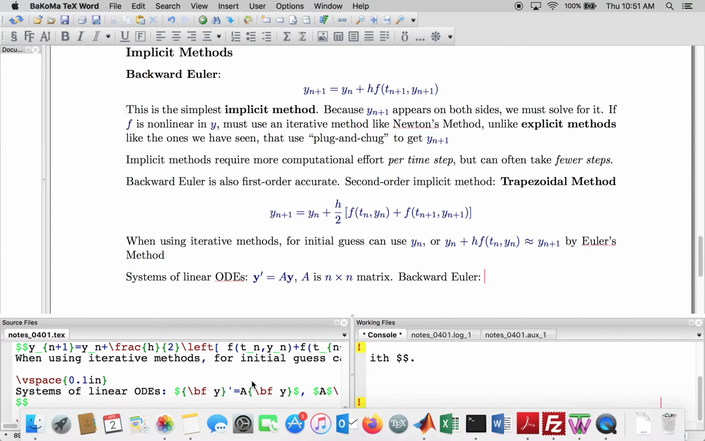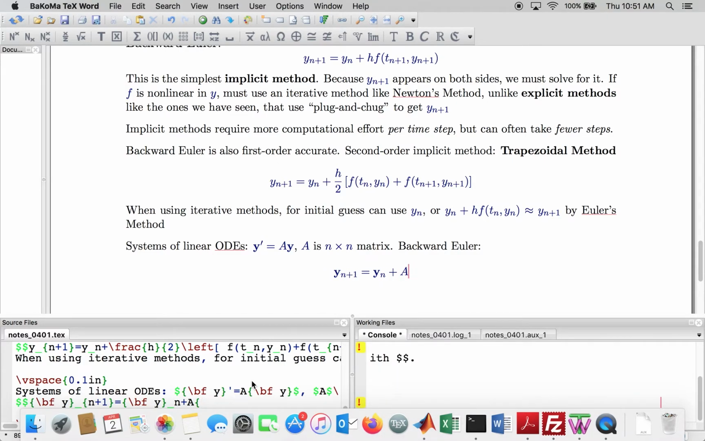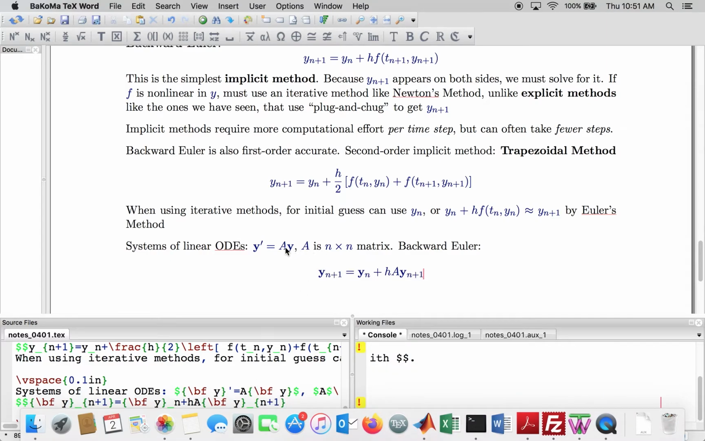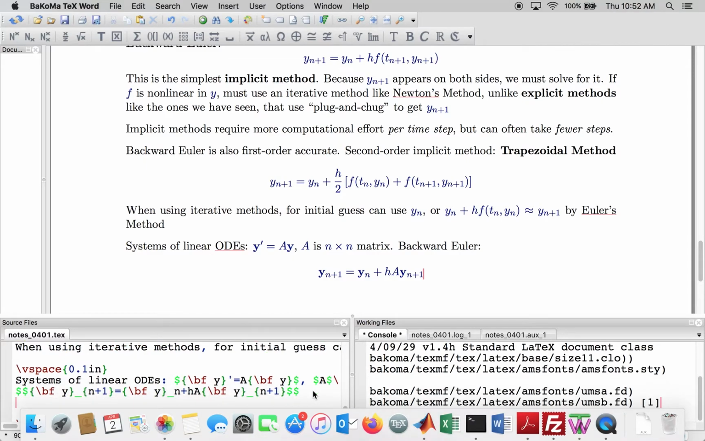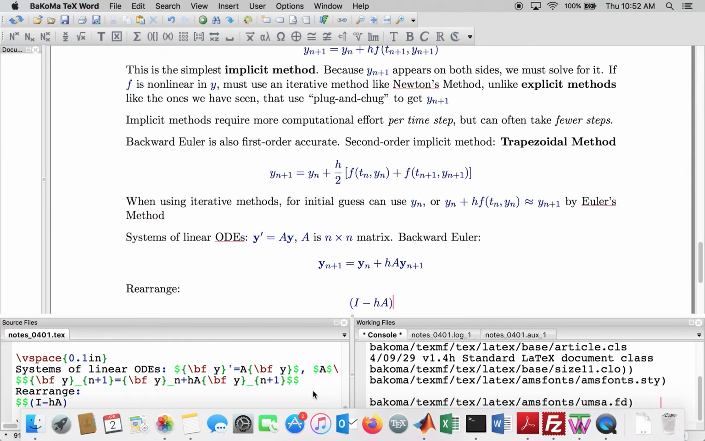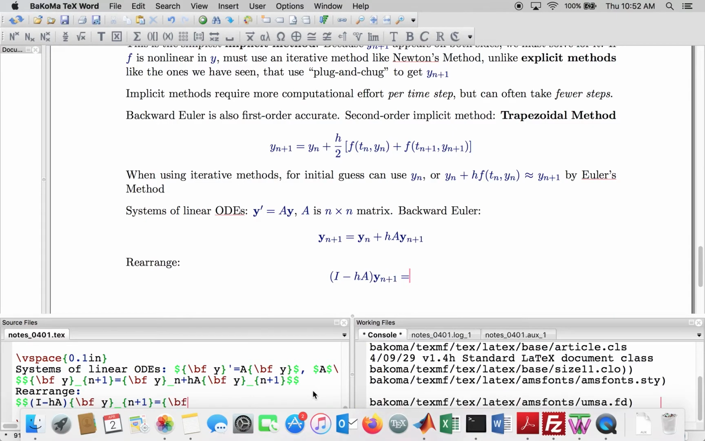So I have y n plus 1 is equal to yn plus h a, or sorry, h times y n plus 1. Since your function f of t, y is just a times y, this h a y n plus 1 is the f part. So now I can rearrange, and I get the following. Identity minus h a, times y n plus 1, is equal to yn.